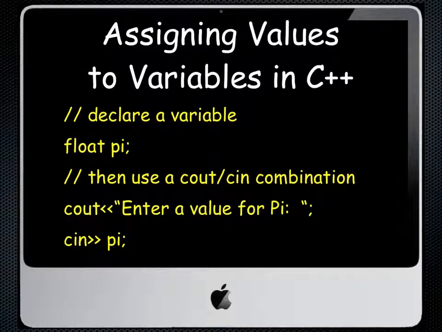Next, we could declare a variable, float pi, and then use a cout, cin combination. The cout statement is the prompt. It tells the user what to enter. That way the program won't simply stop and wait for you to guess what's next. It'll tell you exactly what it expects you to do. So in this case, cout, enter a value for pi, and then later we would have cin pi. That way whatever value you entered from the keyboard would be entered for pi.